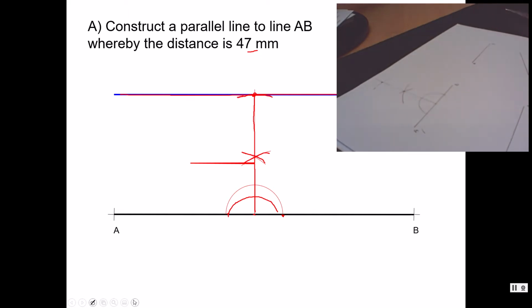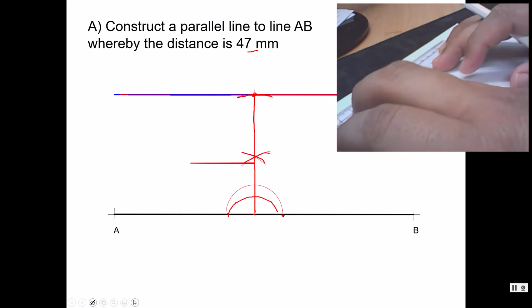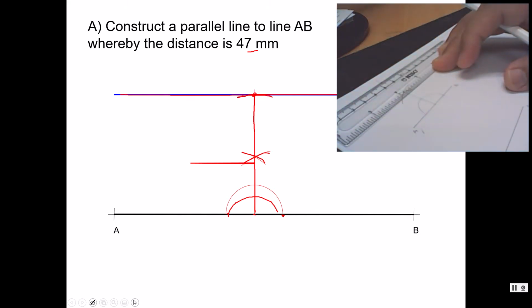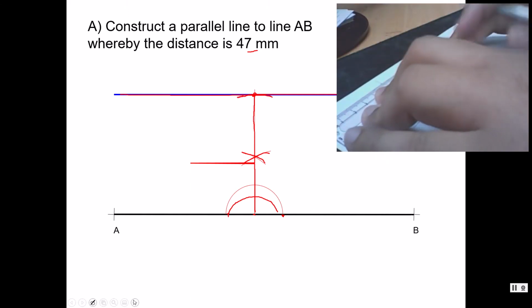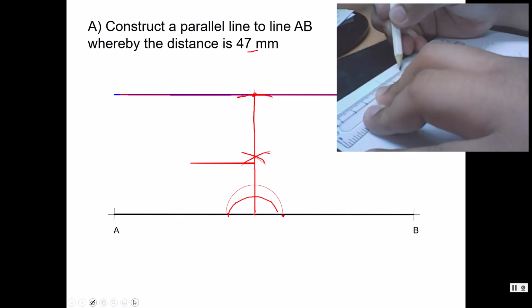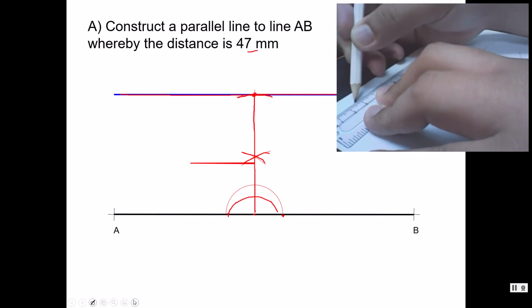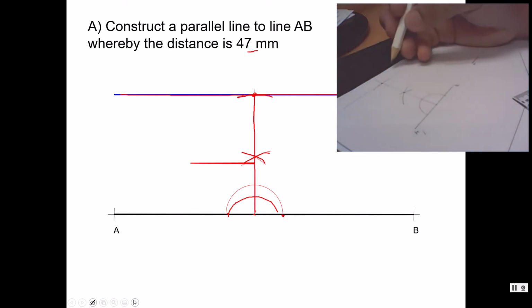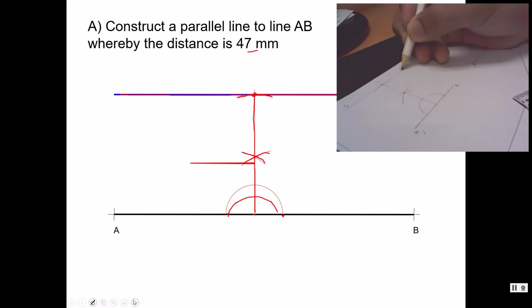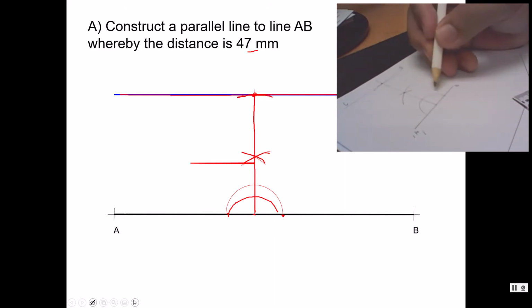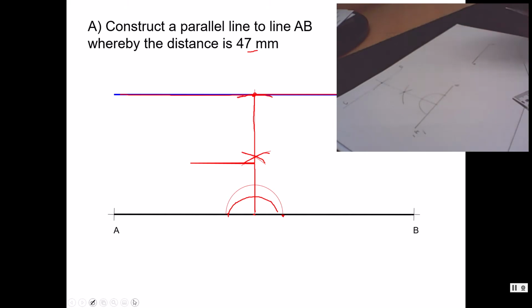So what we need to do now is to just draw that straight line from here. It's more convenient if you use a T-square, so that you're going to get a very nice straight line like this one. Okay, so now we already have the line. I'm just going to call it the CD line, which is parallel to the AB line with the distance of 47 mm. So this is for activity 1.